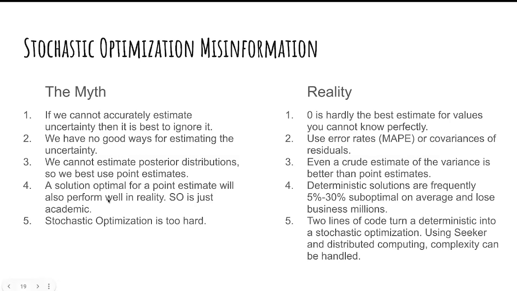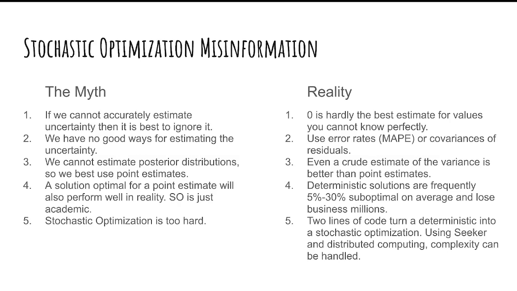Now, a solution optimal for point estimates will also perform well in reality. That's the next thing you hear from people, right? They go like, stochastic optimization is such a superfluous complication, because if something is provably optimal for my point estimates, then surely it will also do well for whatever hits me. And that's complete nonsense, as you just saw. The results that you just saw, and those are the true assessments of the results, range anywhere from 5 to 30% suboptimality. It is millions that you're burning by using deterministic optimization instead of stochastic optimization.